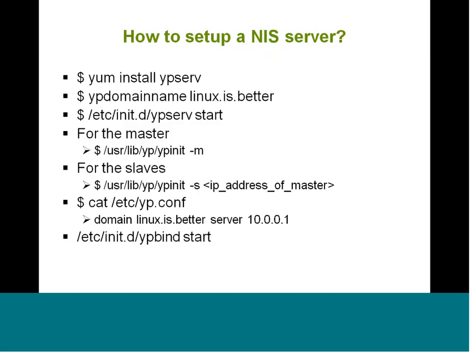Now let's look at how to set up an NIS server. We use these commands: yum install ypserv. Then we provide a YP domain name, like ypdomainname Linux-is-better. Then we start the ypserv process, which is in /etc/init.d. If you want to set up a master process, we say ypinit -m. And for the slaves, we say ypinit -s and provide the master's IP address.